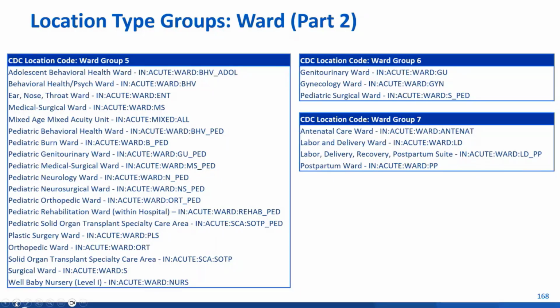All right, so continuing from the previous slide here, we have the remaining ward location type groups. And again, specific location types within each group are shown. These groups were formed by grouping similar location types based on similar risk. And this completes the list of the 7 ward location type groups. Next slide, please.